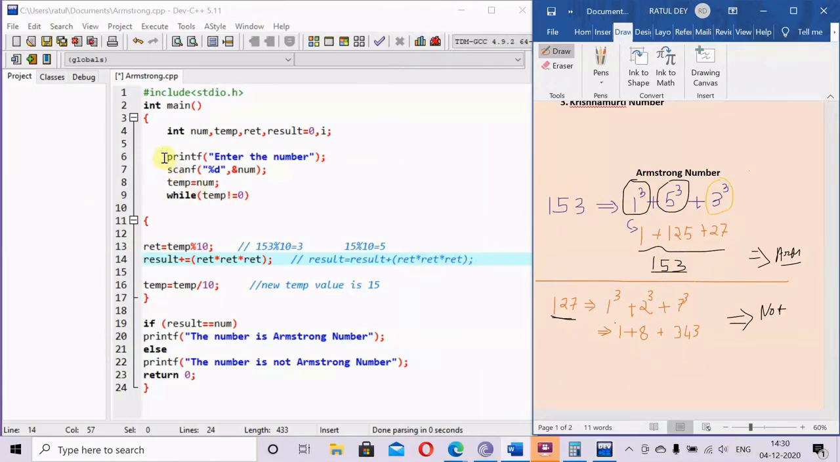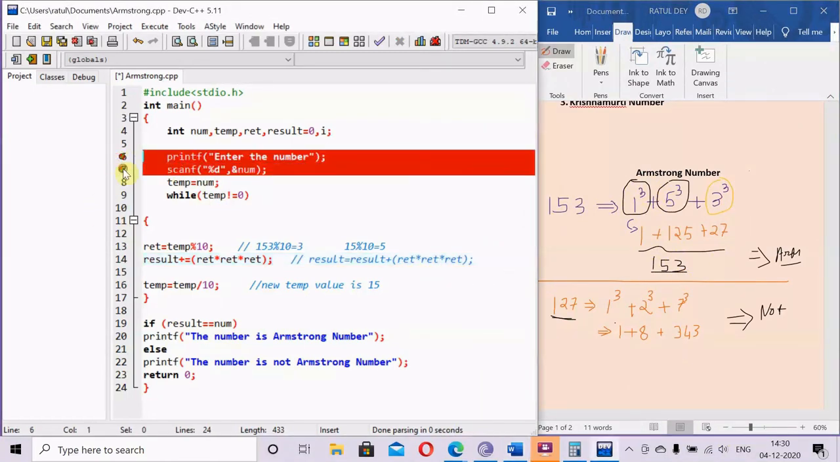So you can understand that at the very first point, in line number 6 and line number 7, we just enter the number. Here we are just taking the value from the user. After that, whatever value is stored in num, we copy this number to temp. Why do we have to copy this number?